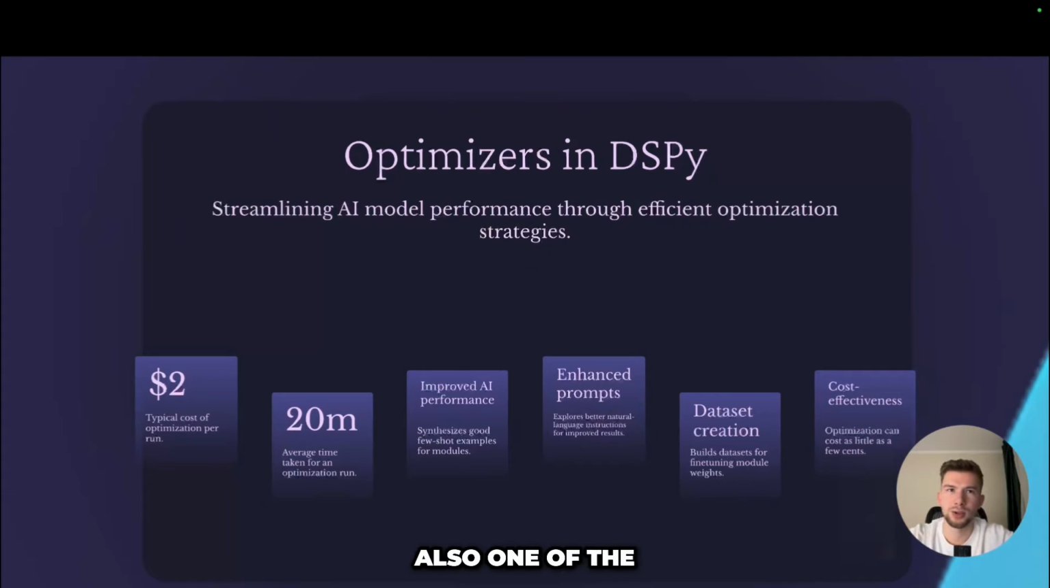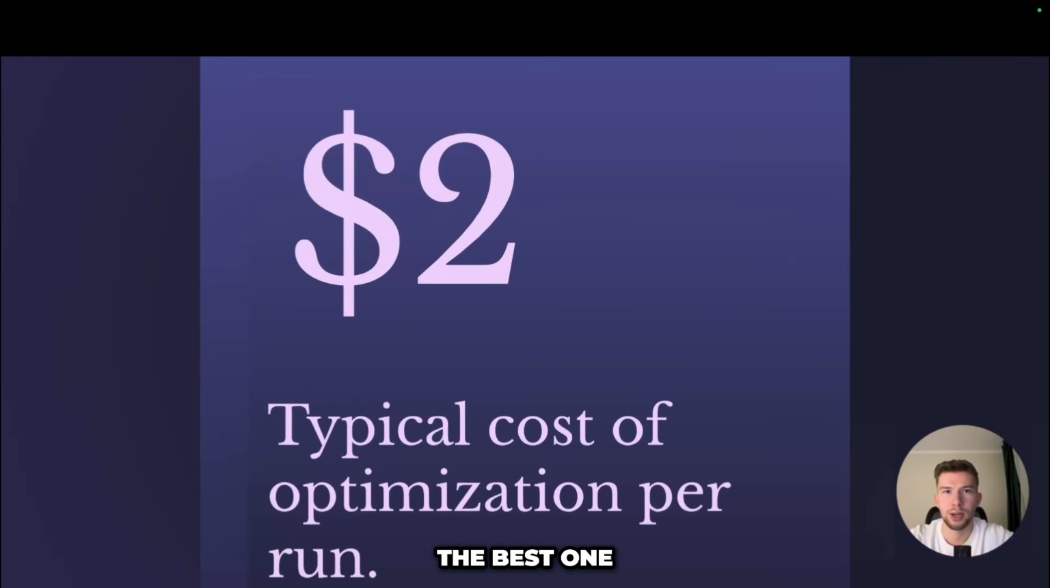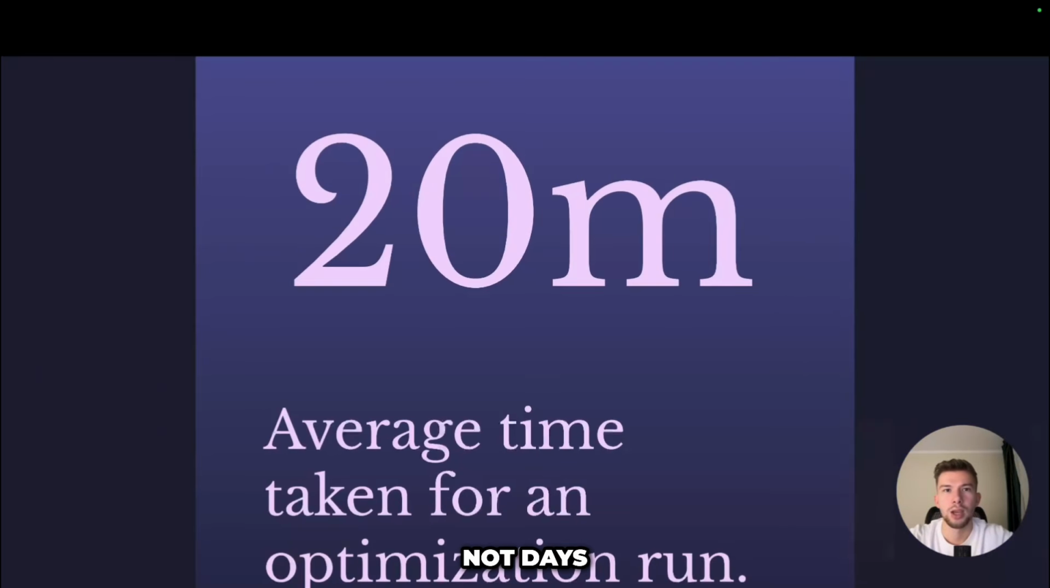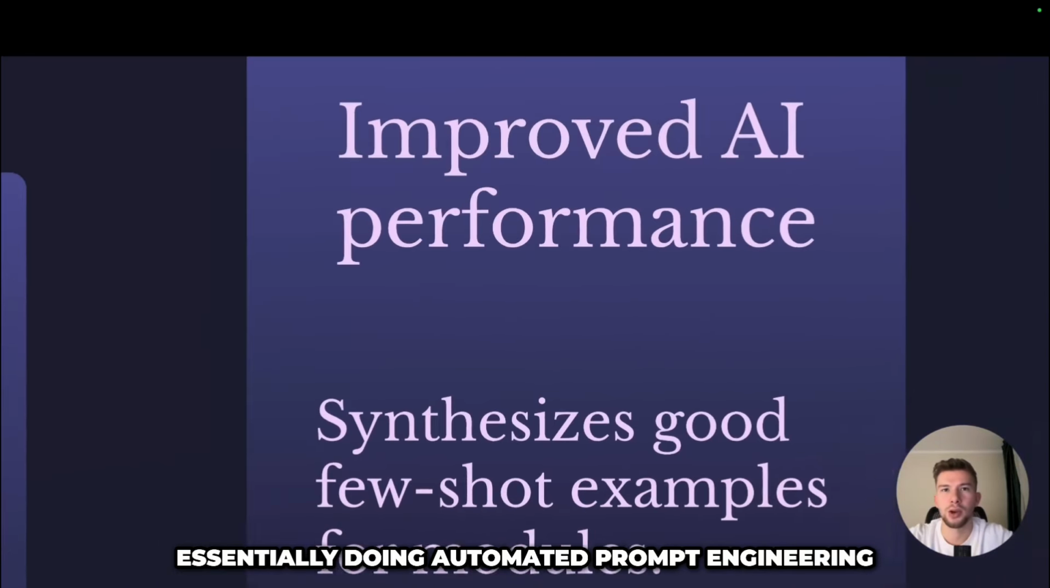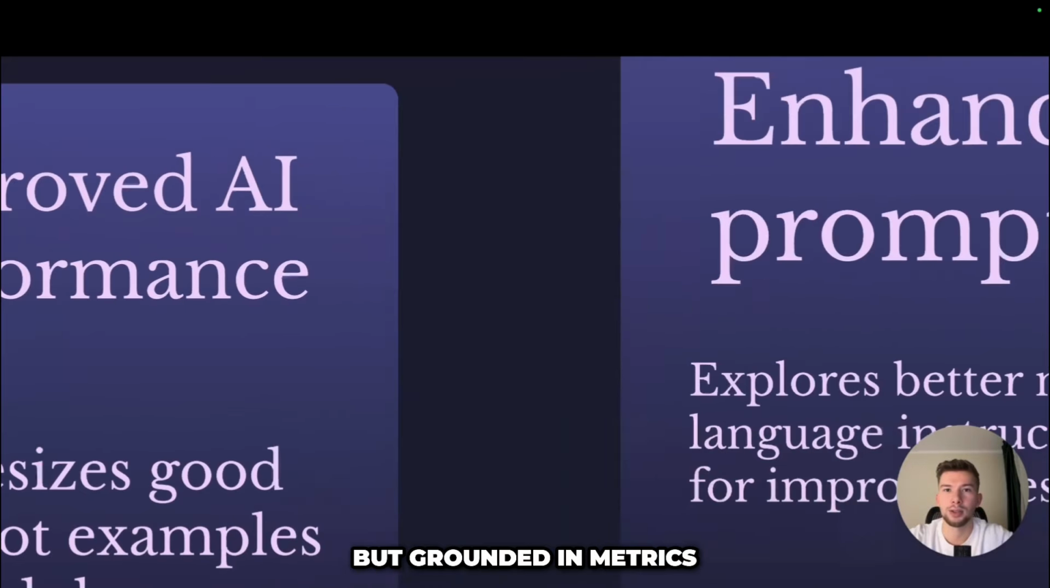Optimizers in DSPy are also one of the most important features. They can automatically improve prompts or parameters using small evaluation datasets. It runs multiple candidates, measures performance, and keeps the best one. That costs just a few dollars and takes minutes, not days. You are essentially doing automated prompt engineering, but grounded in metrics.